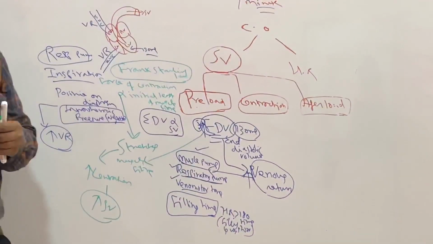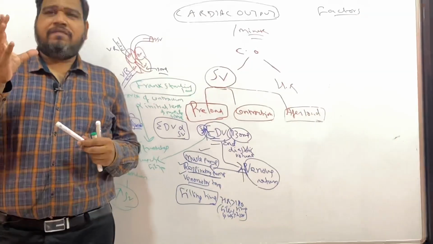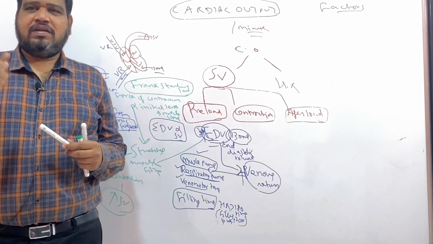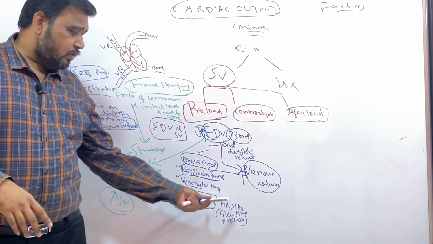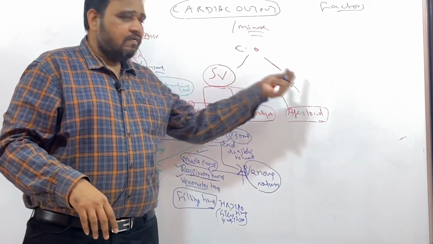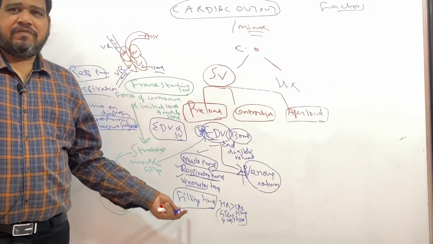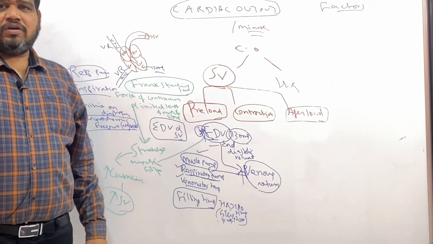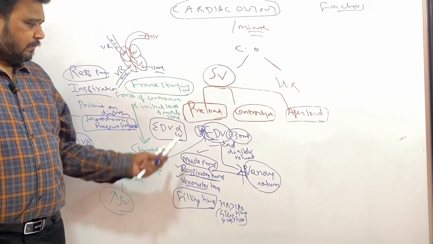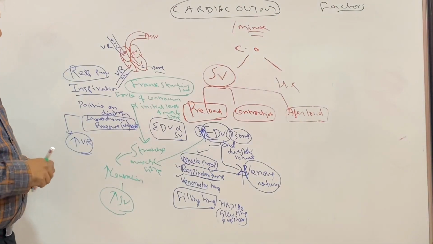That means the ventricles are not properly filled with blood, or the end diastolic volume will be less. That is, when your heart rate is greater than 180, I will explain it separately when I explain heart rate. So just note down, filling time is also one of the factors. You need some time for the ventricles to fill. That also determines your venous return. So I have discussed preload.